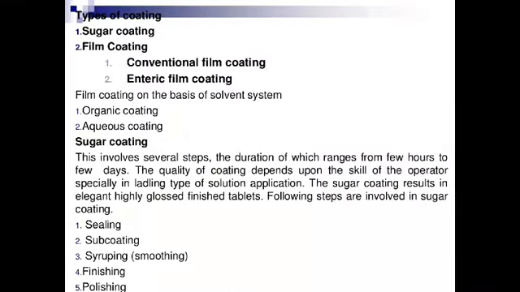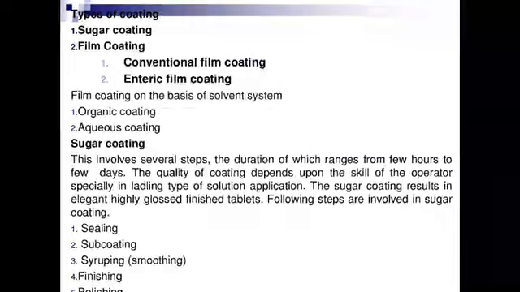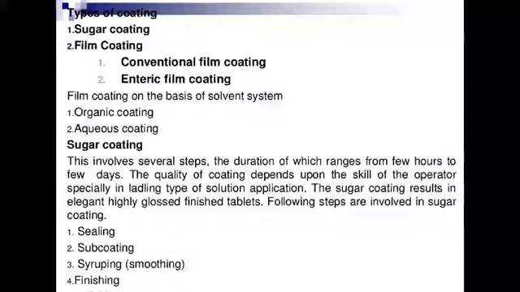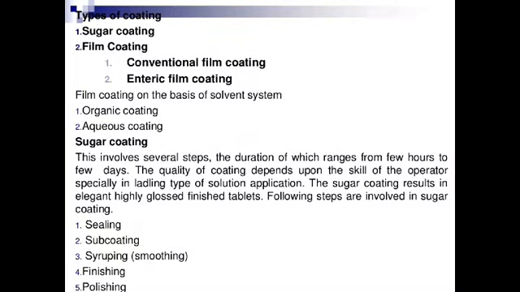Then we will see the types of coating. Conventionally you have three types of coating: sugar coating, film coating and enteric coating. So this is how it is classified: sugar coating, film coating, which is conventional film coating using polymers, and enteric coating using a particular type of polymers, enteric coating polymers.